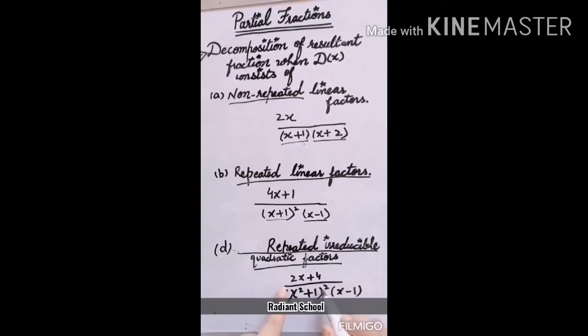And also you can see there is a whole power 2. (x square plus 1) whole square means that you can write it as (x square plus 1)(x square plus 1), 2 times, which means this is repeated. So x square plus 1 is repeating here. So when you have this type of fraction in which the denominator has repeated irreducible quadratic factors, then you can resolve this type of fraction into partial fractions.